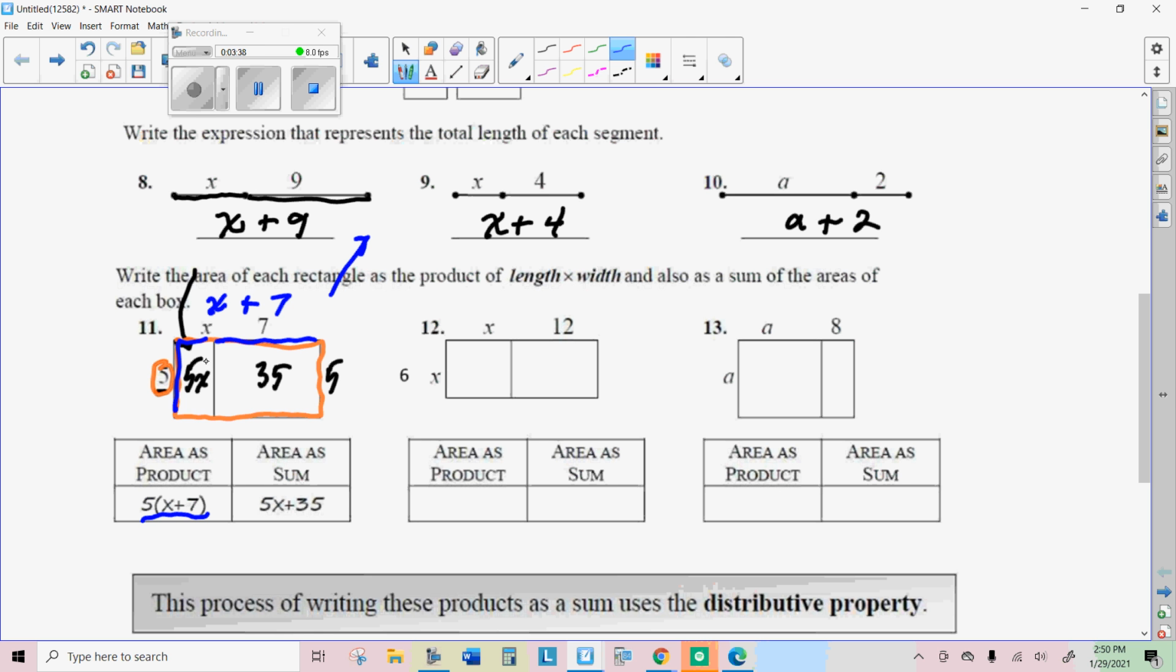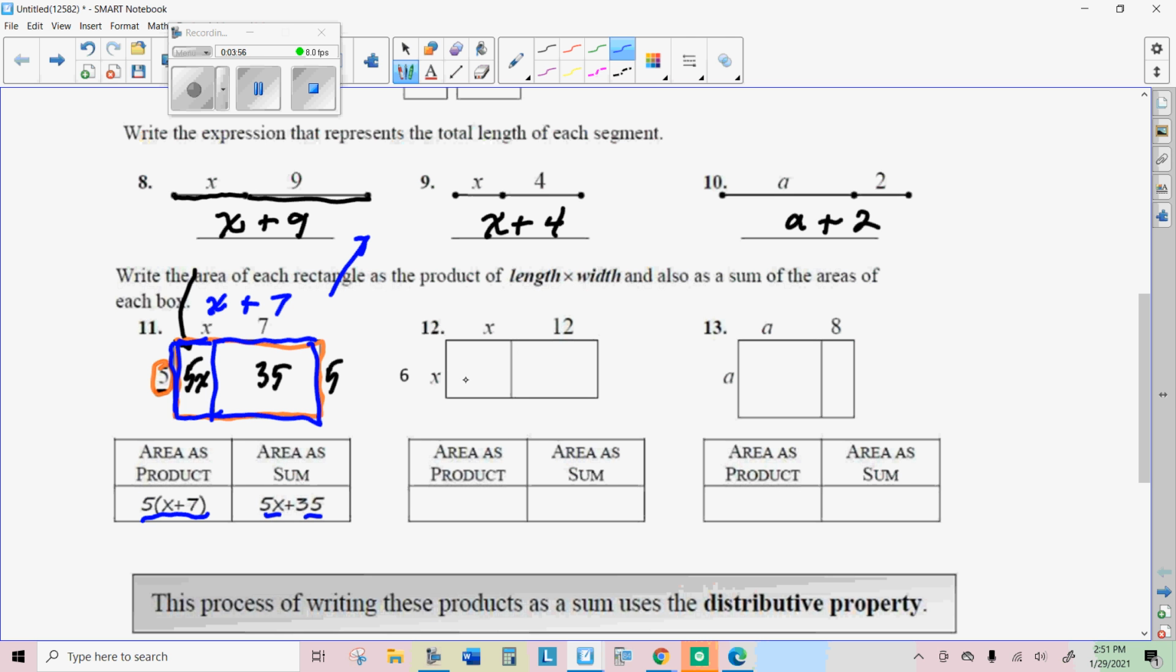Okay. The other way I could find this total area is just to add the two parts together. This part, which is 5x, plus this part, which is 35. And in doing this, we're learning how to multiply a number times an expression with a variable in it.